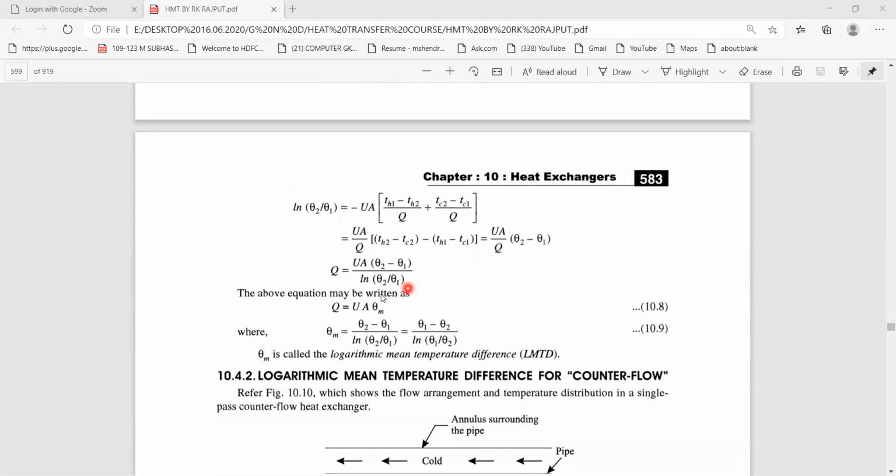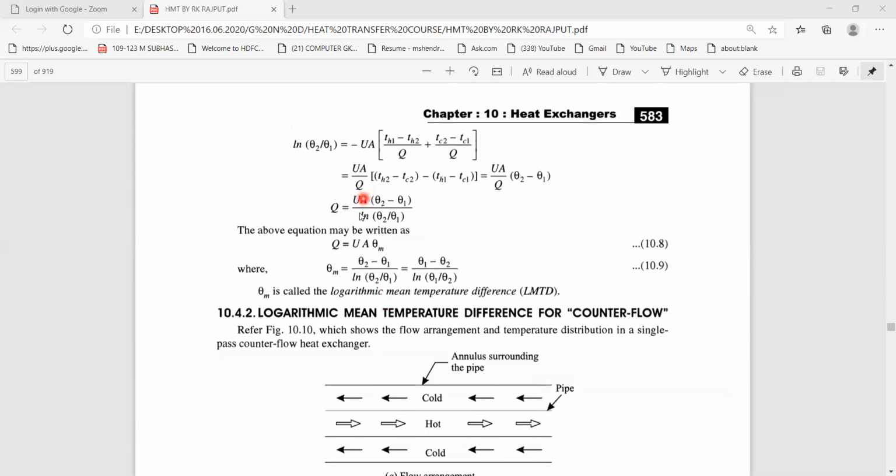Here let's do the cross multiplication. Take Q here, so Q equals UA into (theta 2 minus theta 1) divided by ln of theta 2 by theta 1. So this equation can also be written as Q equals UA into theta m. Theta m stands for the logarithmic mean temperature difference.